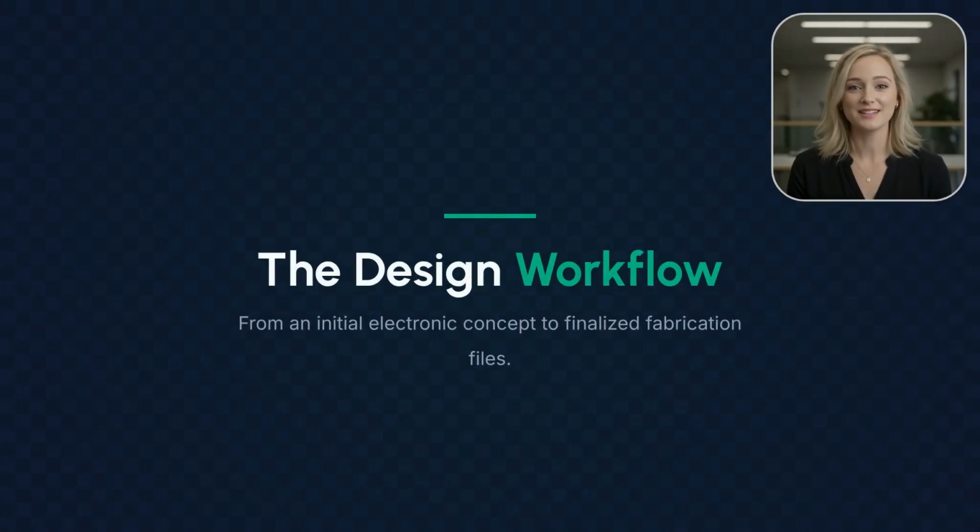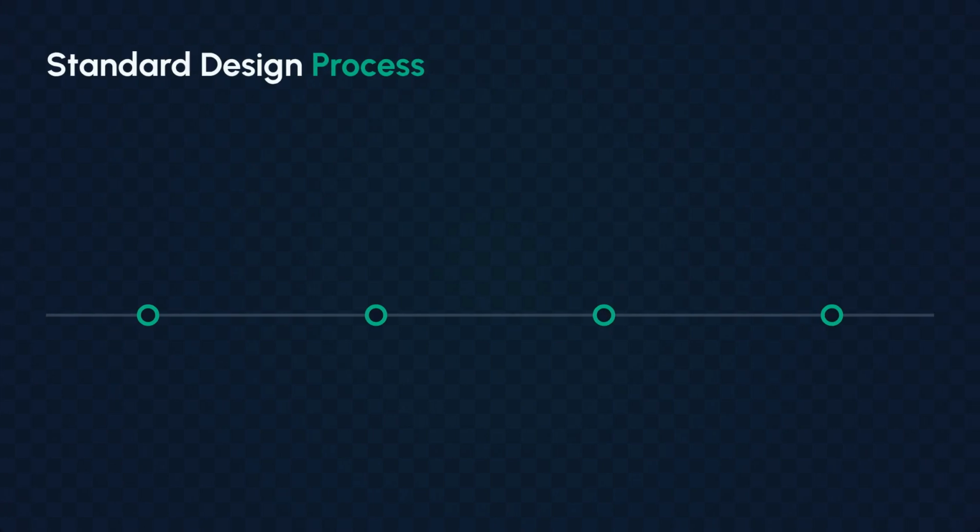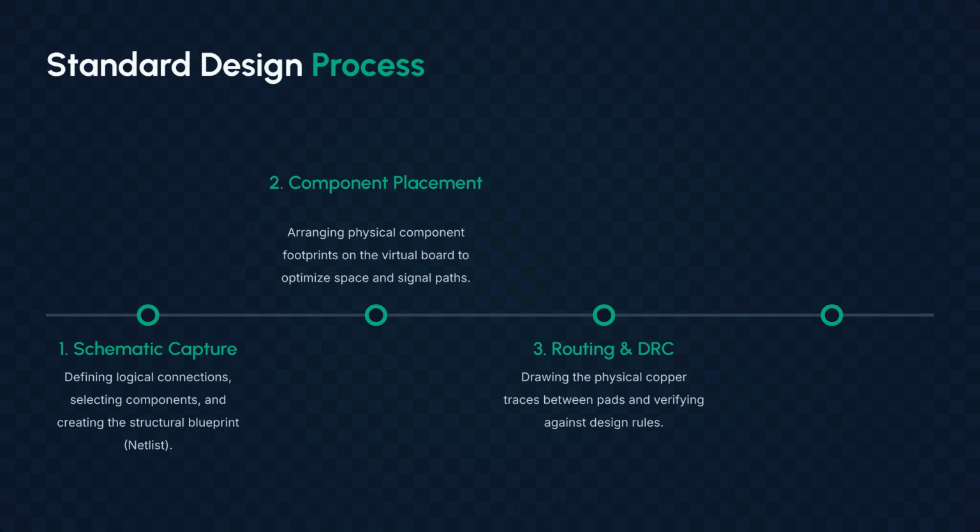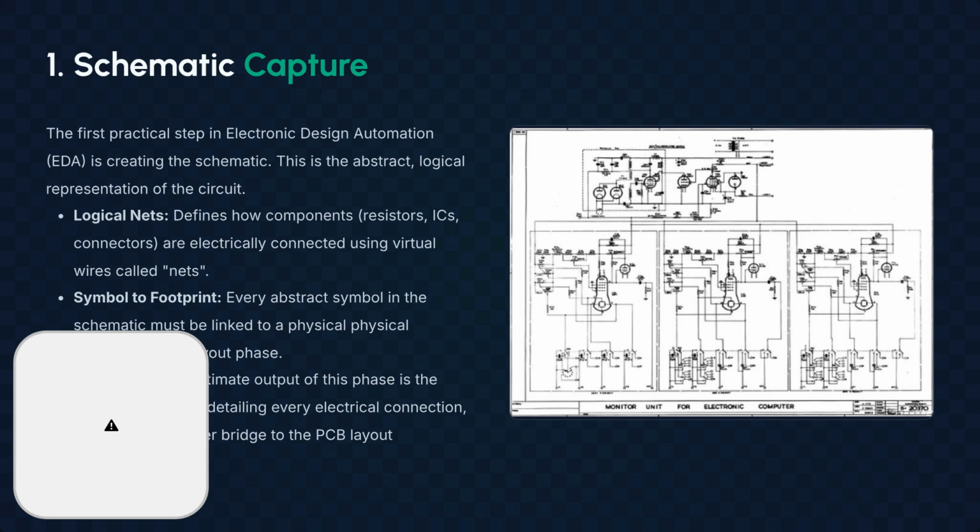Now let's look at the standard design workflow, moving from an initial electronic concept to finalized fabrication files. The design process follows four key steps: schematic capture, component placement, routing and design rule checking, and finally, Gerber generation for manufacturing. Schematic capture is the first step.